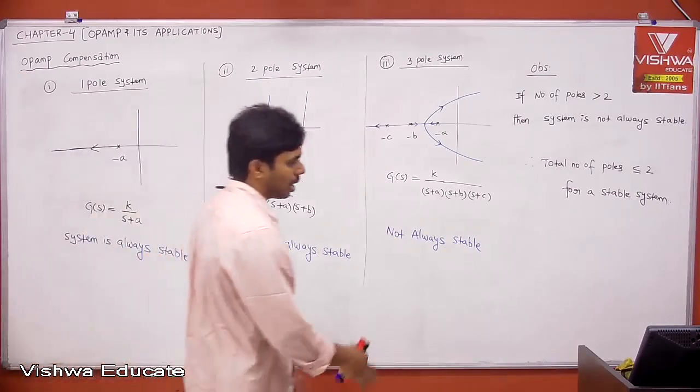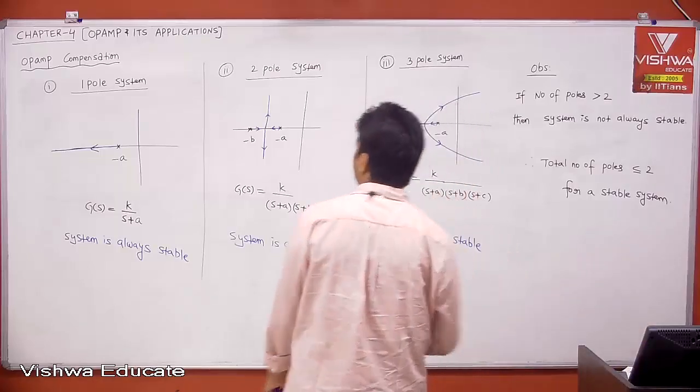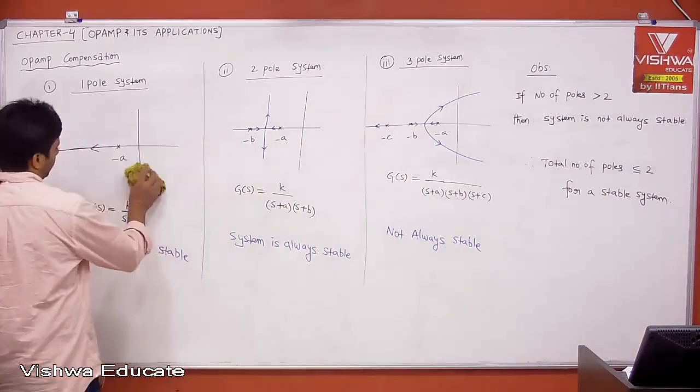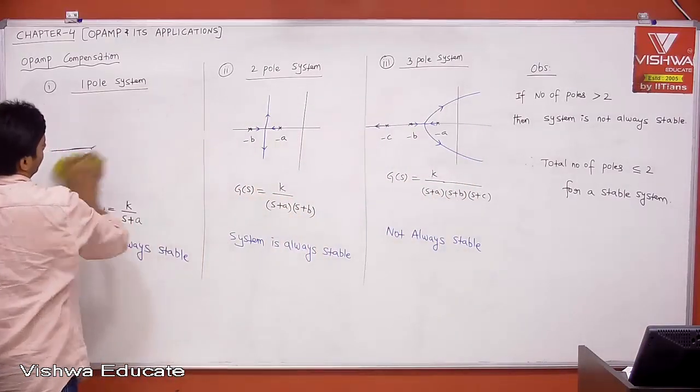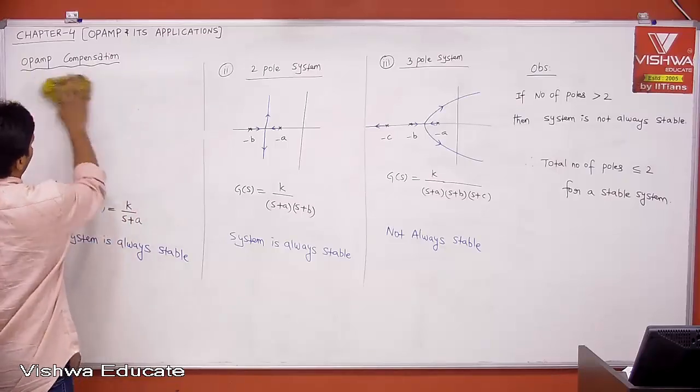Done. Okay. Now, therefore tell me, is the op-amp stable always? The open loop op-amp. The open loop op-amp is always stable.